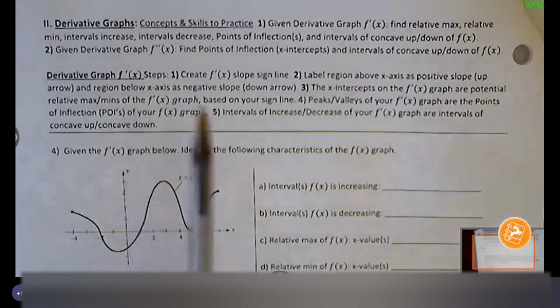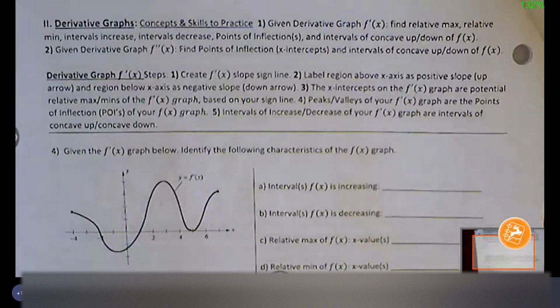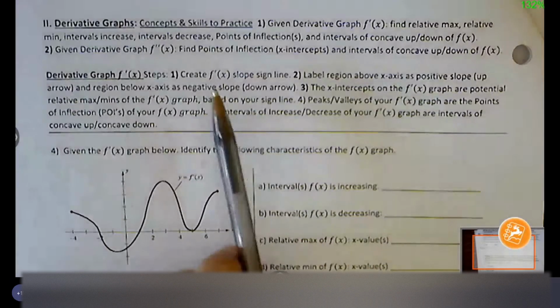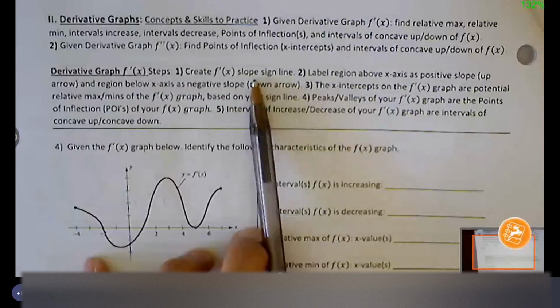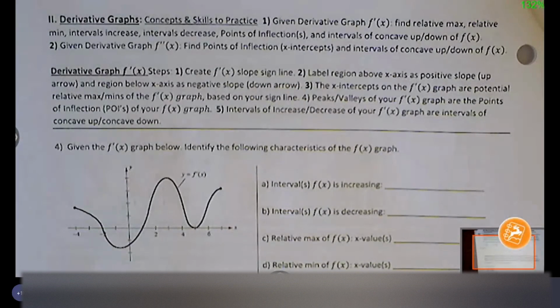So here are the steps. If we're looking at an F prime graph, we have to understand that that is not the original function. So if you're just picking out relative max, relative min, increase, decrease, treating it as if it's the original function, everything's going to be off. So we're going to create a slope sign line to help us bridge the information between the derivative graph and the original graph.